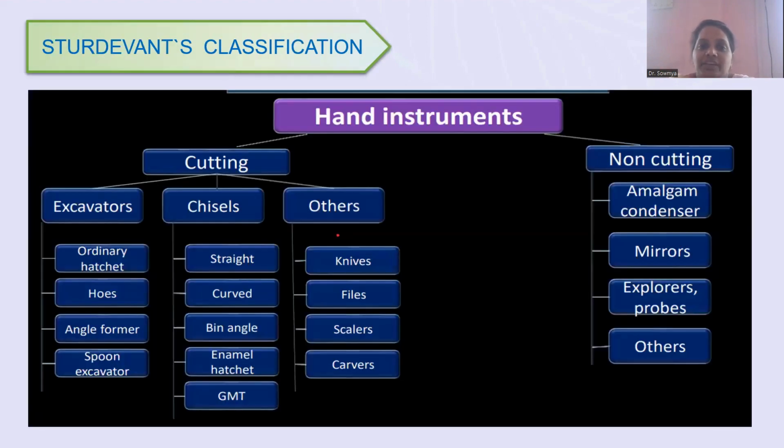Next, students' classification. In students' classification, they are broadly divided into cutting instruments, non-cutting instruments. In cutting instruments, they would include excavators, chisels, and others. In excavators, again, they are subdivided into ordinary hatchets, hoes, angle formers, spoon excavators. In chisels, it would be straight, curved, bin angle, enamel hatchet, or GMT. The others would be knives, files, scalers, carvers. The non-cutting instruments would be amalgam condensers, mirrors, explorers, or probes, and others.